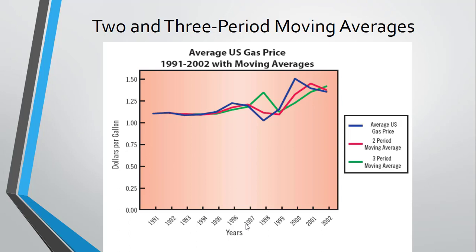There's a 2 and 3 period moving average. This is the average U.S. gas prices between 1991 and 2002 with moving average. The blue line here is the average U.S. gas price between 91 and 2002. That's dollars per gallon, right? It's as low as somewhere around $1 per gallon, which was in 97, 98. And then the highest is $1.5 in 2000.